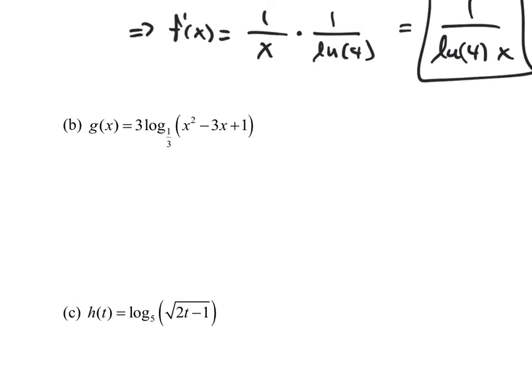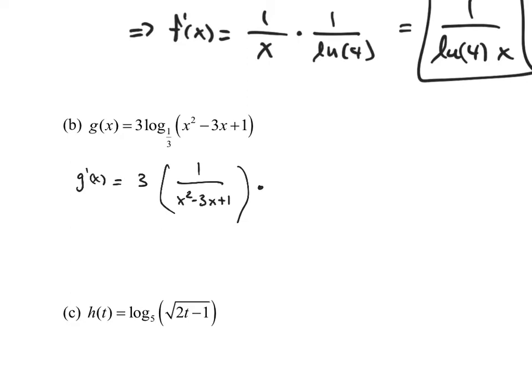It says g of x equals 3 times the log base 1/3 of x squared minus 3x plus 1. Good test problem here, testing multiple things. Do you know how to handle other bases, and do you know the chain rule? So a nice test problem here. So if we're finding the derivative g prime of x, we keep that constant multiple, the 3. Because it's a log, we're going to do 1 over whatever's on the inside. So this would be 1 over x squared minus 3x plus 1.